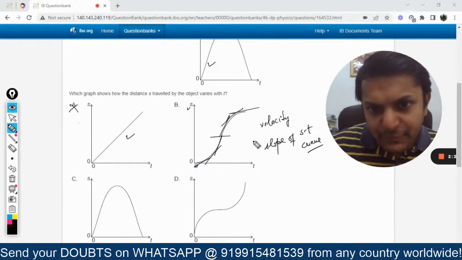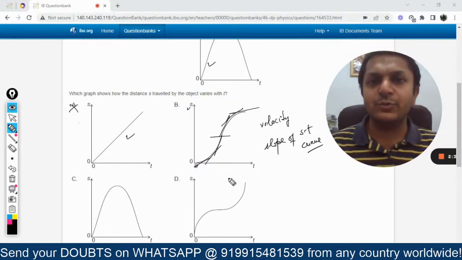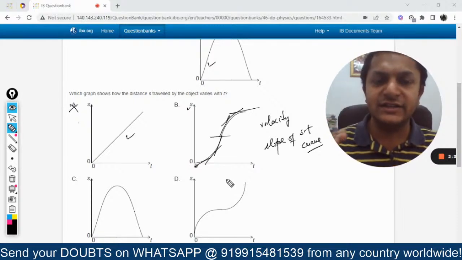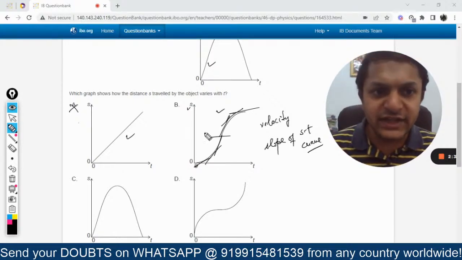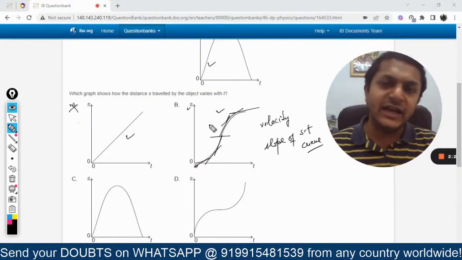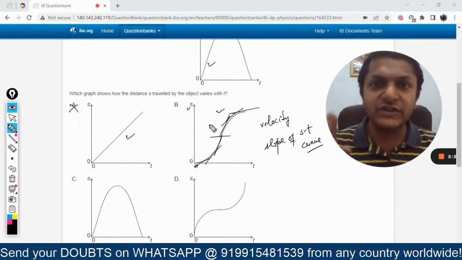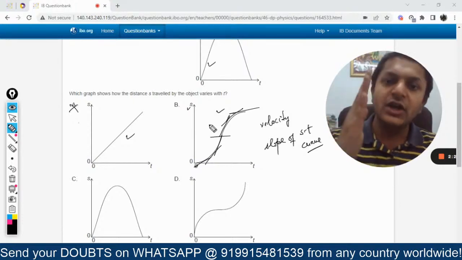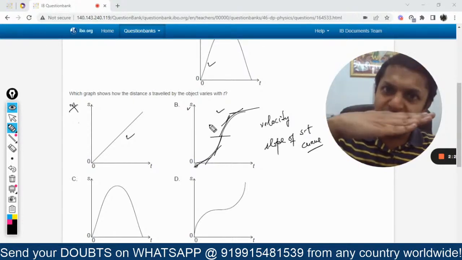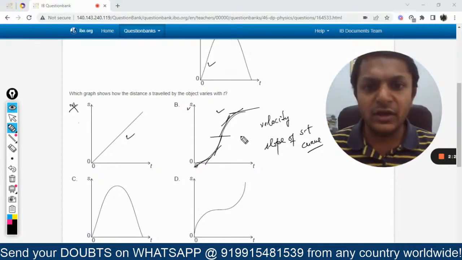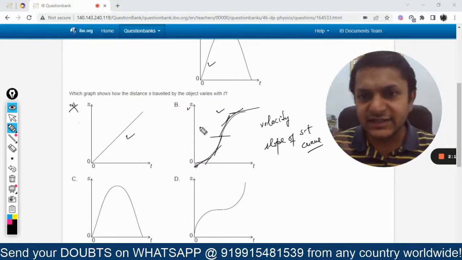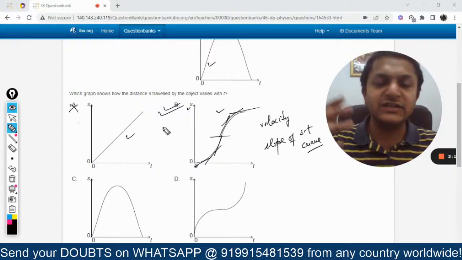So up to this level, velocity is positive and it is increasing. The slope is increasing. And for the second part of this, I can say that velocity is positive, but the slope is reducing. Continuously, the slope is reducing. So it will be perfect to say that this is the correct answer because this matches with the description of our graph.